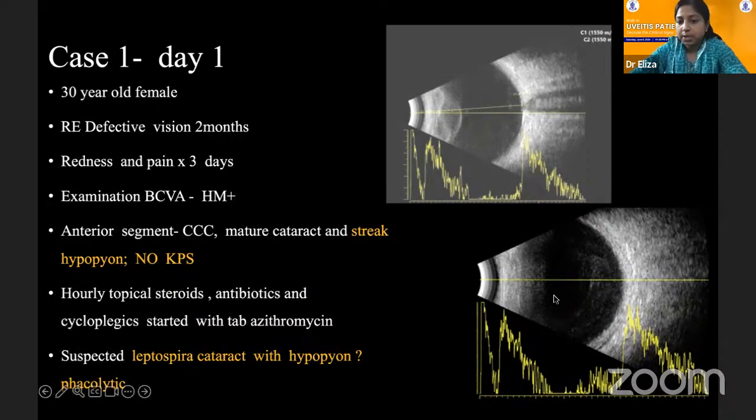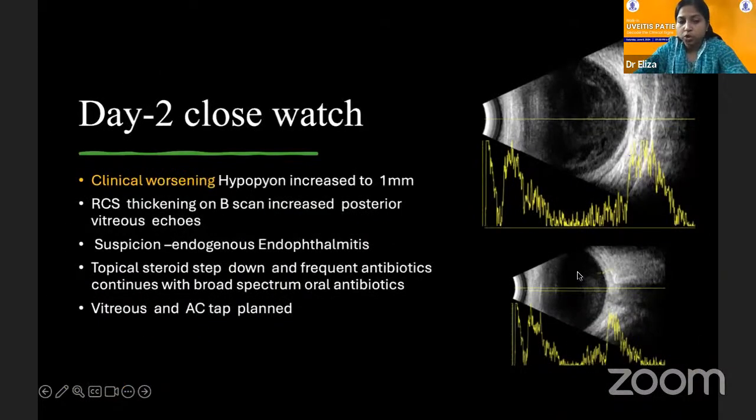So you can see on the B scan also, there are a few posterior vitreous echoes, but we kept a close watch. Now, on the second day, we can see the posterior echoes on the B scan have worsened. There was sub-Tenon widening in certain areas, and retinochoroidal thickening was noted. So clinically also, there was worsening of hypopyon. It increased to 1 millimeter. So at this point, our diagnosis was endogenous endophthalmitis.